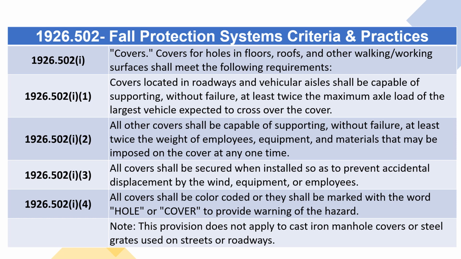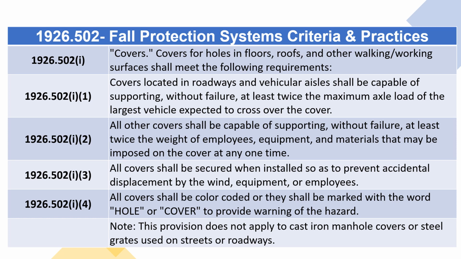Covers located in roadways and vehicular aisles shall be capable of supporting, without failure, at least twice the maximum axle load of the largest vehicle expected to cross over the cover. All other covers shall be capable of supporting, without failure, at least twice the weight of employees, equipment, and materials that may be imposed on the cover at any one time. All covers shall be secured when installed so as to prevent accidental displacement by the wind, equipment, or employees.